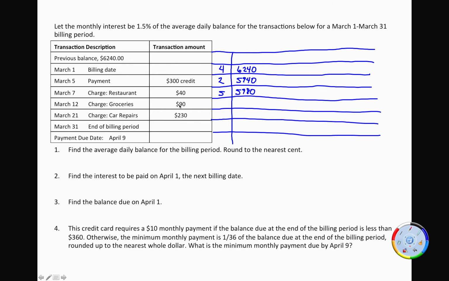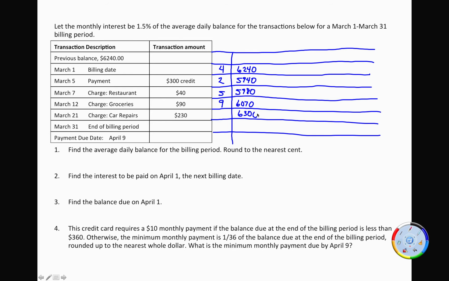Okay, on the 12th, we added $90 to this, so $6,070 we owe now, and 21 minus 12 is 9, so for 9 days we carried that balance. Then we added $230, so that'd be $6,300 even.